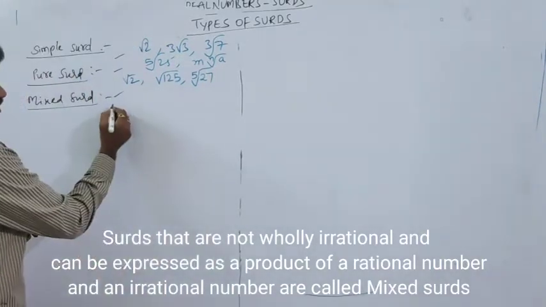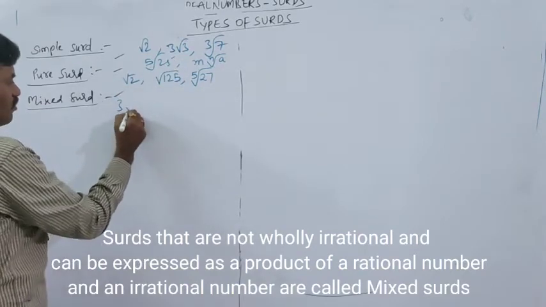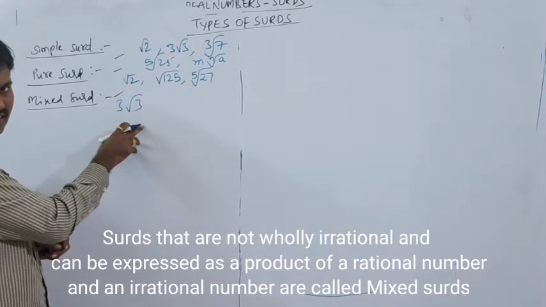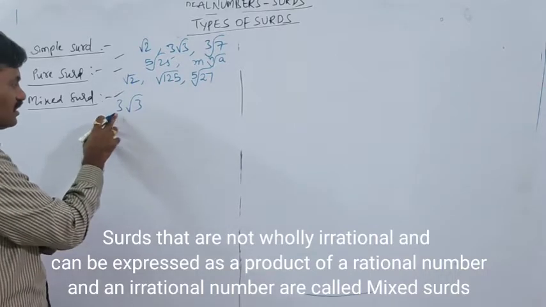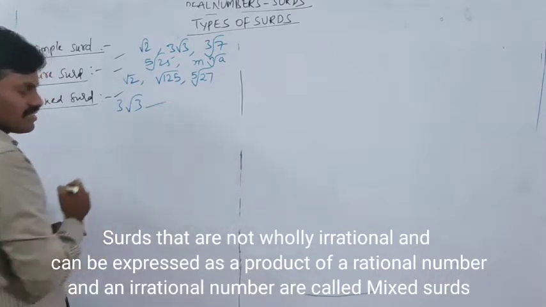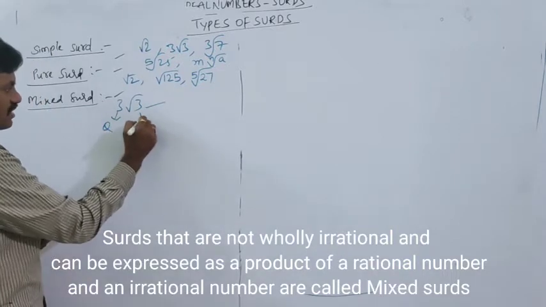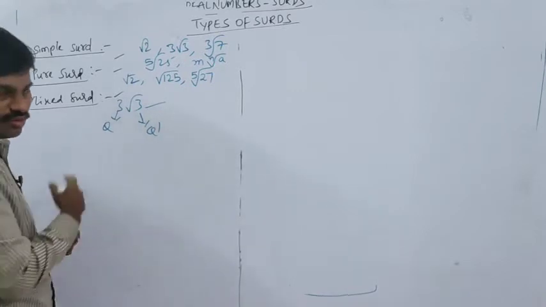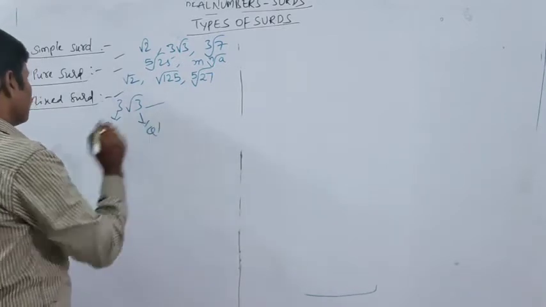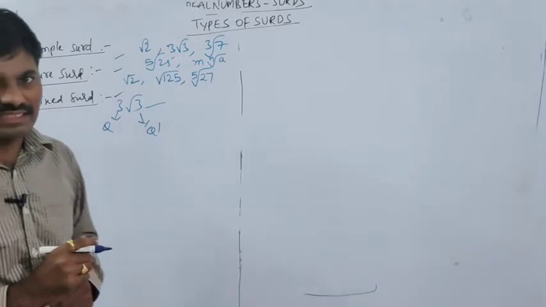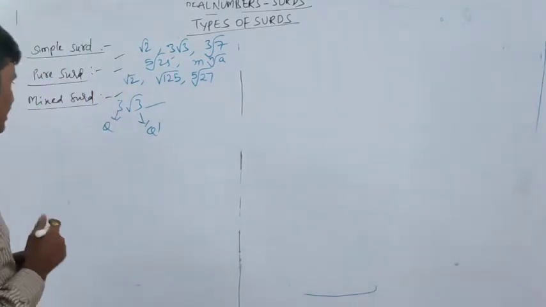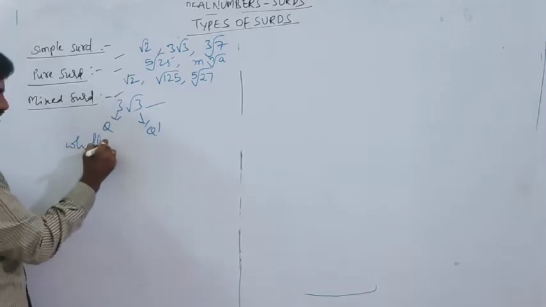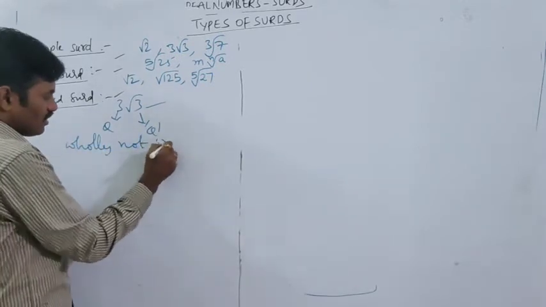See, so you take some examples. 3 root 3. Is it wholly irrational? Completely irrational? No. So it is a mixed surd. See, 3 is a rational number, root 3 is an irrational number. The product of rational and irrational: 3 into root 3. Such type of surds are called mixed surds. These are not wholly irrational.